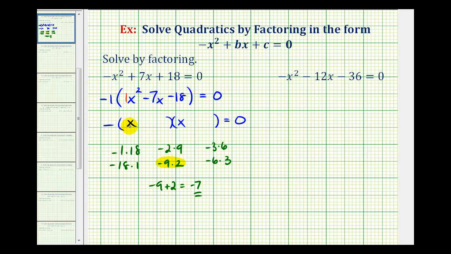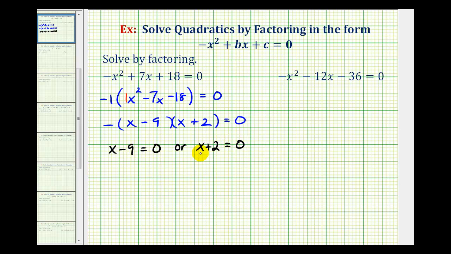So this means one of the factors will be x minus 9, and one factor will be x plus 2. We have minus here because the 9 is negative. We have plus here because the 2 is positive. Now that it's in factored form, and we have a product equal to 0, the factor of x minus 9 must equal 0, or the factor of x plus 2 must equal 0. And now we'll solve these equations for x to determine our solutions.